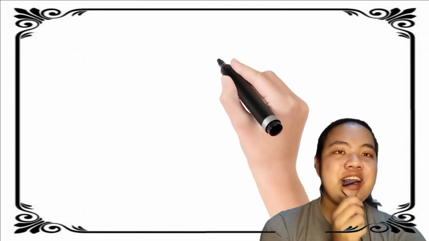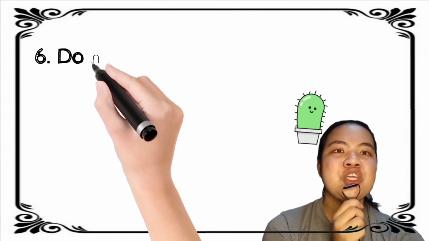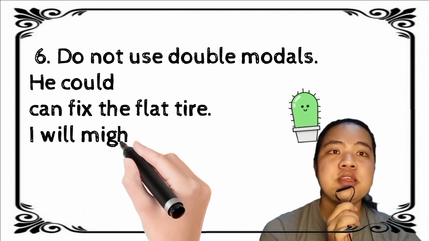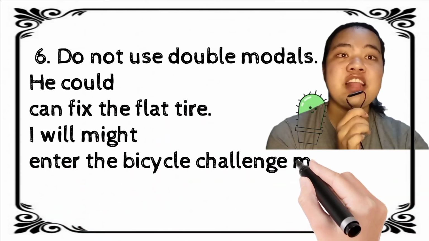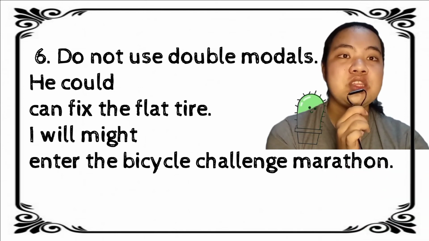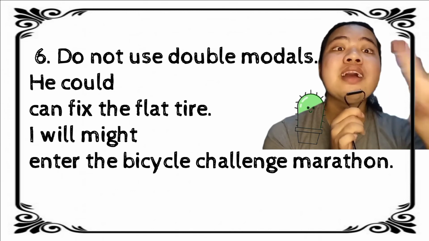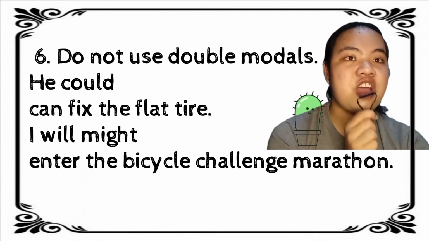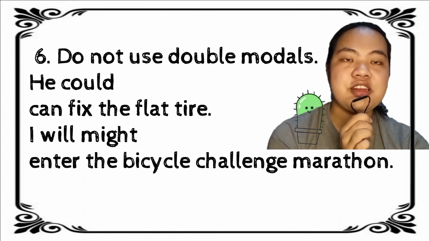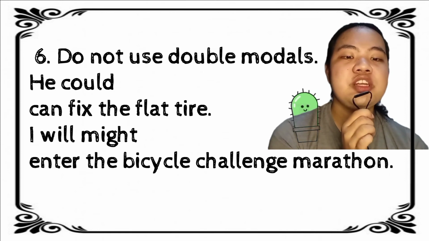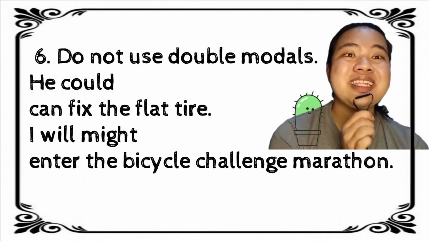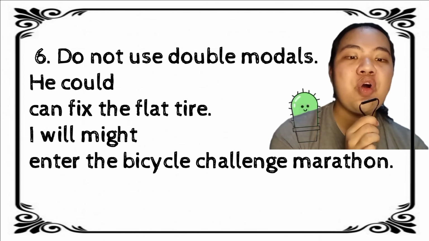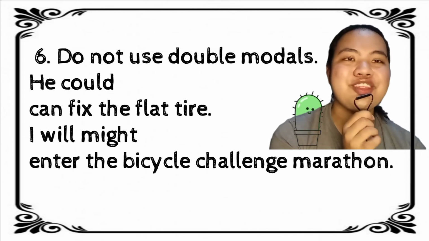And now, the last rule. Do not use double modals. So, dapat dili ta mogamit og duha ka modals. For example, he can could fix the flat tire. So, obviously, ang sentence nato kay incorrect kay nagamit siya og duha ka modals. So, dapat ang isa lang jud ang gamiton. So, he can fix the flat tire or he could fix the flat tire. Next example is I might will enter the bicycle challenge marathon. So, dapat isa ra ang gamiton ani nga sentence. So, I might enter the bicycle challenge marathon or I will enter the bicycle challenge marathon.